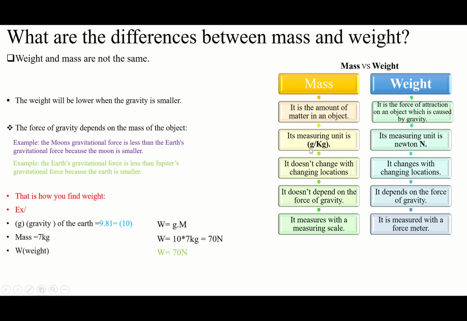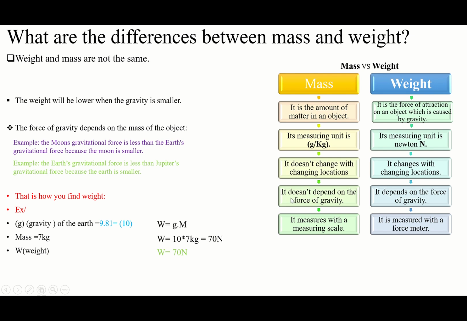So another one, its measuring unit is kilogram for mass, but for weight, the measuring unit is Newton. Mass is not going to change by changing locations. If you go to another planet, you still have your own mass. But weight changes by changing location. Of course, if you go to another planet, your weight will change because the gravity will change. Let's go for number 4.